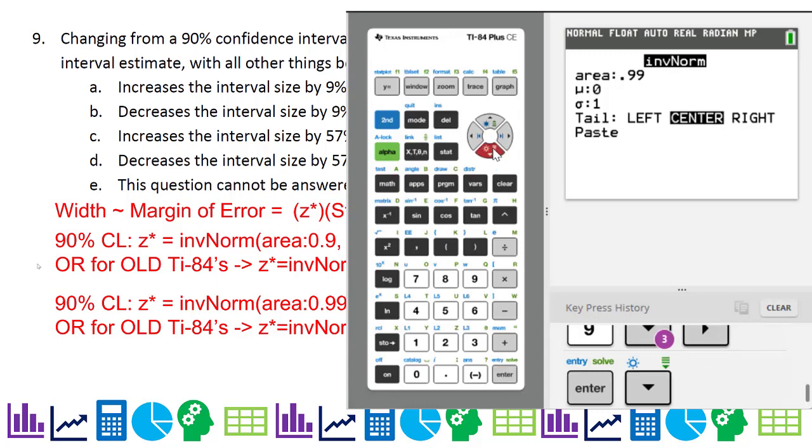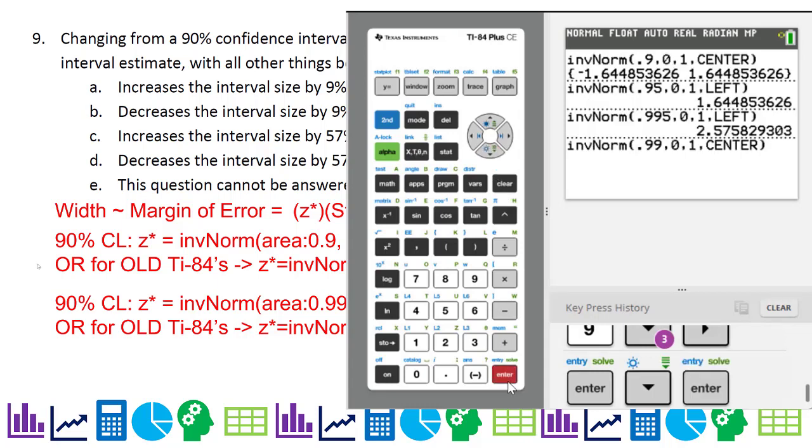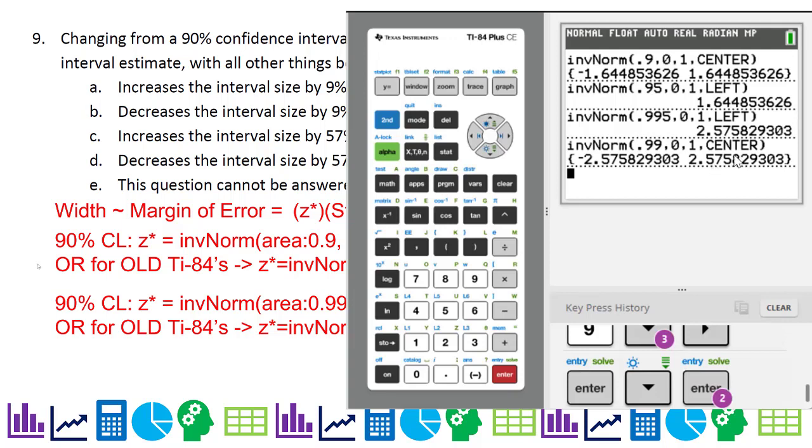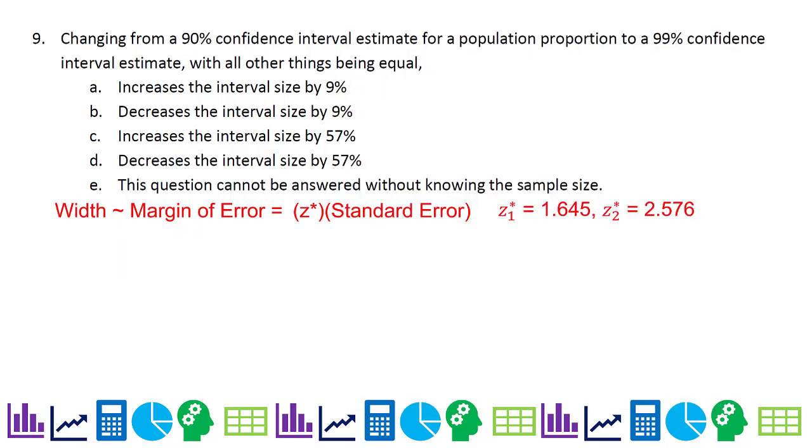Voila. So again, I strongly recommend when you're taking your AP test, use my calculator if you can, so you don't have to do this weird mathematical adjustment for the left-handed area. All right? So we have the critical value, not margin of error, for the 90% is 1.645. Critical value for 99% is 2.576.